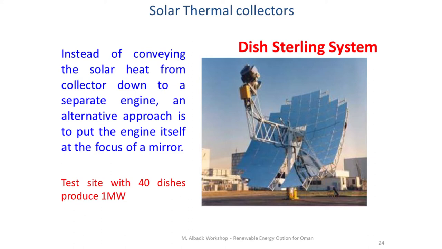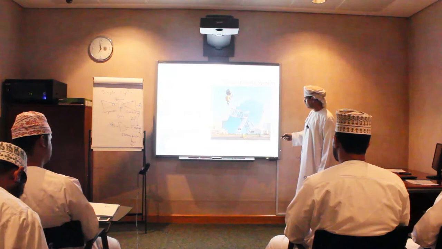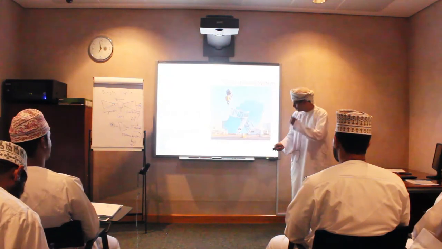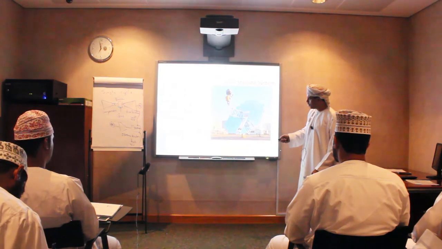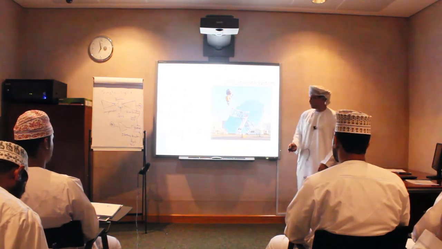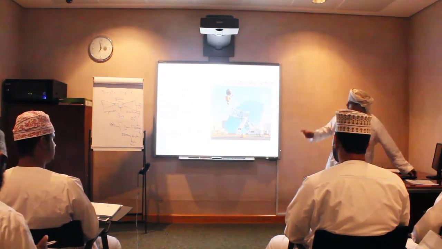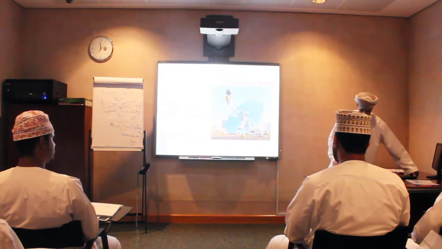And this system is modular. So you can have, let's say, a dish with its own Stirling engine and generator, and then you have another one next to it, and so on. So this is modular. And remember again, these also require a tracking system. There was a site with 40 dishes that produced 1 megawatt, I think, in California. I think I have a video about these systems.